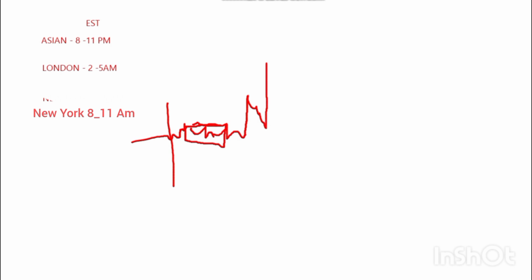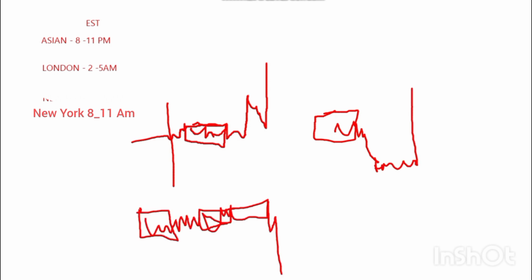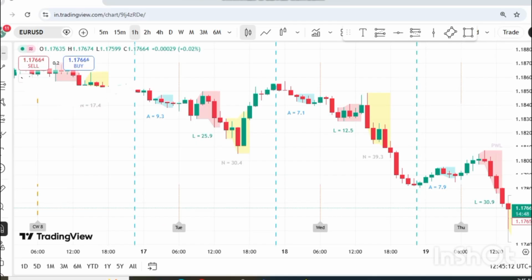And then for the second one, you have your Asian range here, and you have price breaking below our Asian range. This is the dump, and then the pump. So let's go to the chart so I can show you examples.